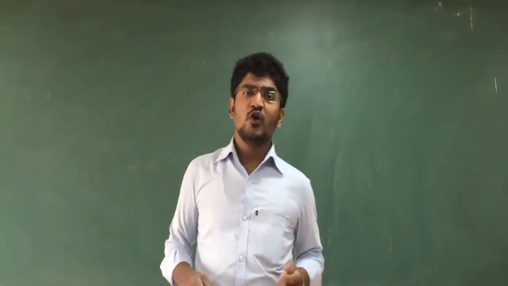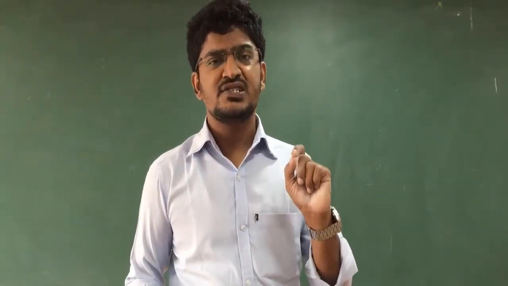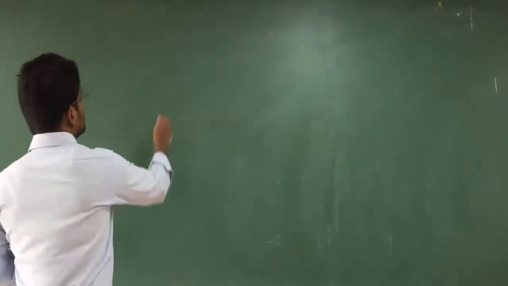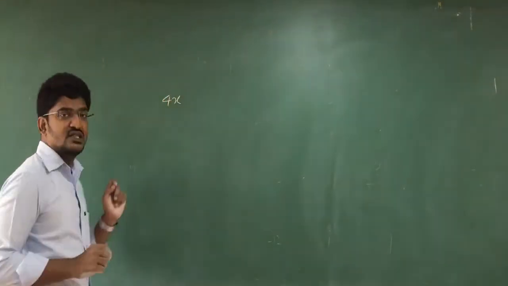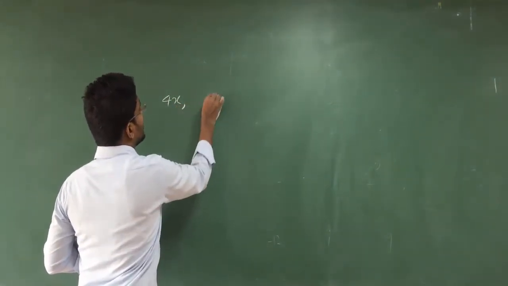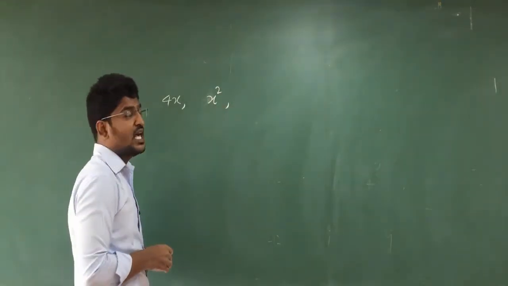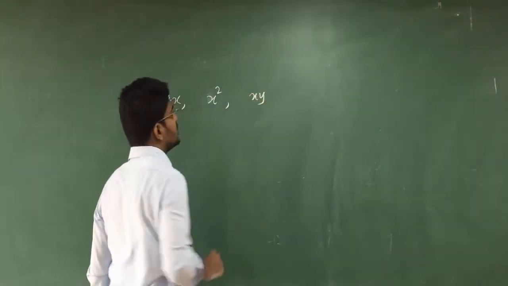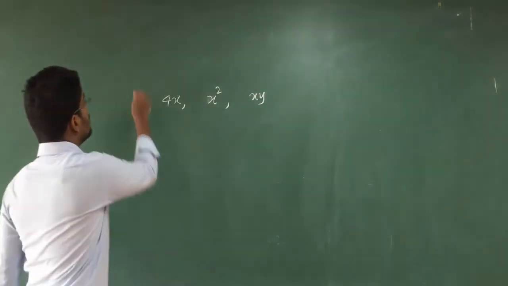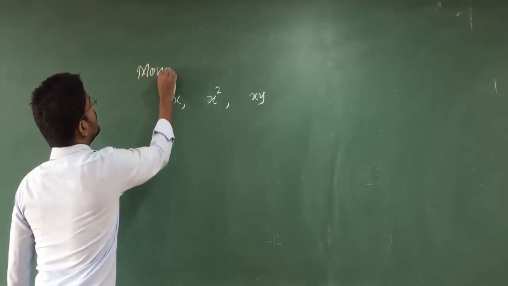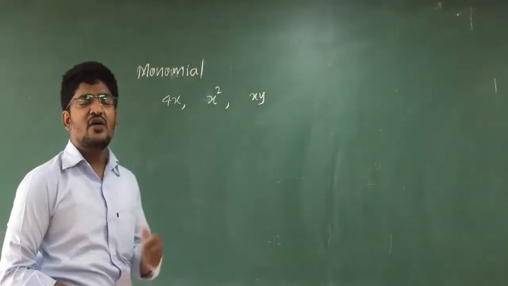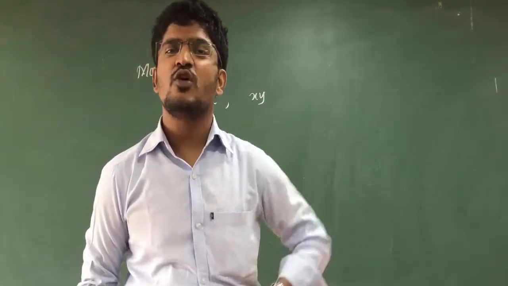So now, before going to polynomial, first we must understand what a monomial is. Monomial means a term of the type 4x. This is called monomial. Or you can write x square. This is also monomial. Clear? Or you can write xy. This is also monomial with two variables. No problem. So monomial means that you are going to have a single term of x or a single term of xy.